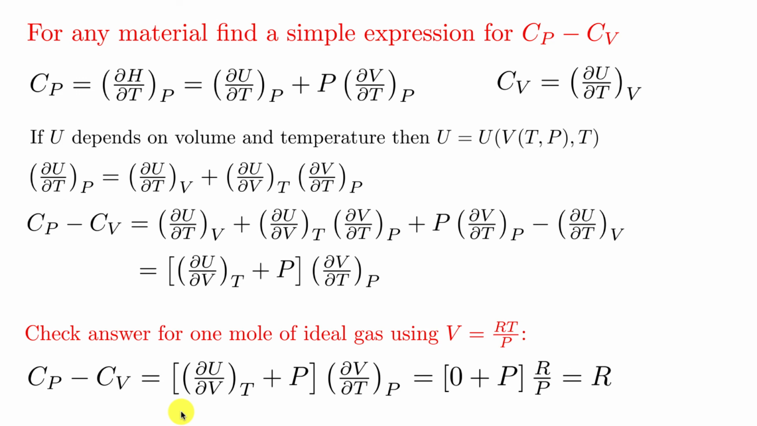Now let's recall that U does not depend upon the volume for an ideal gas. So dU by dV is 0. That's the 0 over here. P comes here. And dV by dT. So take dV by dT from this formula. That is R over P. So we have P into R over P, which is R. And so we have got it right. This formula applies everywhere for an ideal gas, a non-ideal gas, a liquid or a solid, anything.